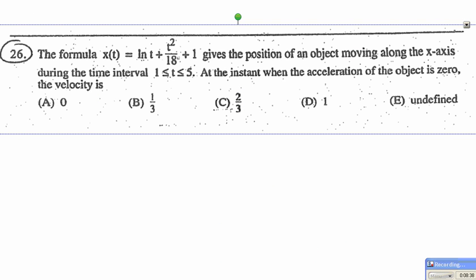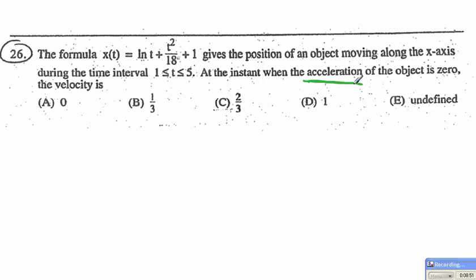Alright, let's move on. This is the formula. When t goes from 1 to 5, at the instant when the acceleration is 0. Acceleration has to be equal to 0 first. Then let's set that up. Acceleration is double derivative, so therefore we're going to get the first derivative first. Then this becomes 1 over t over there, and this becomes plus 2t over 18, which is equal to 1 over t plus t over 9.